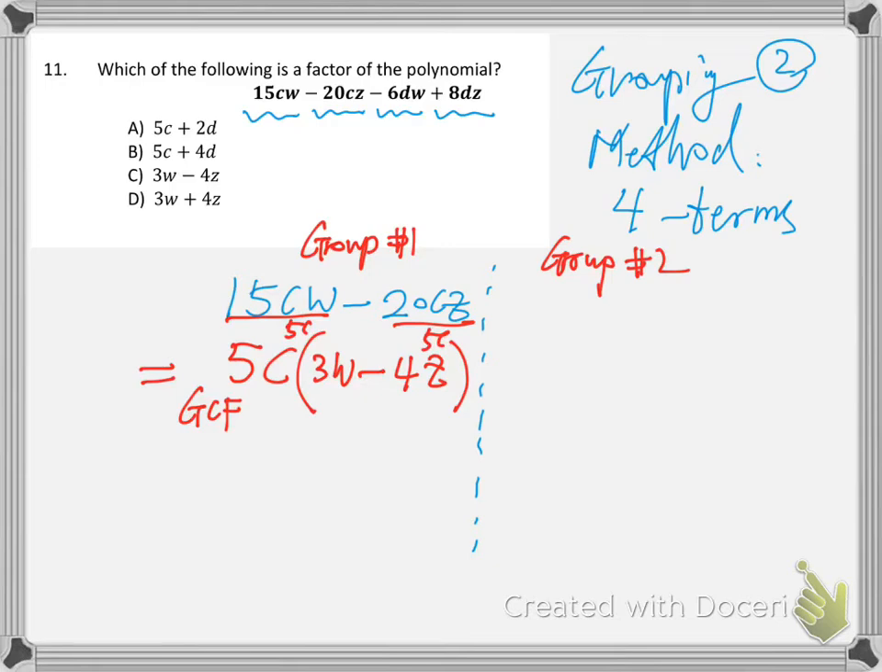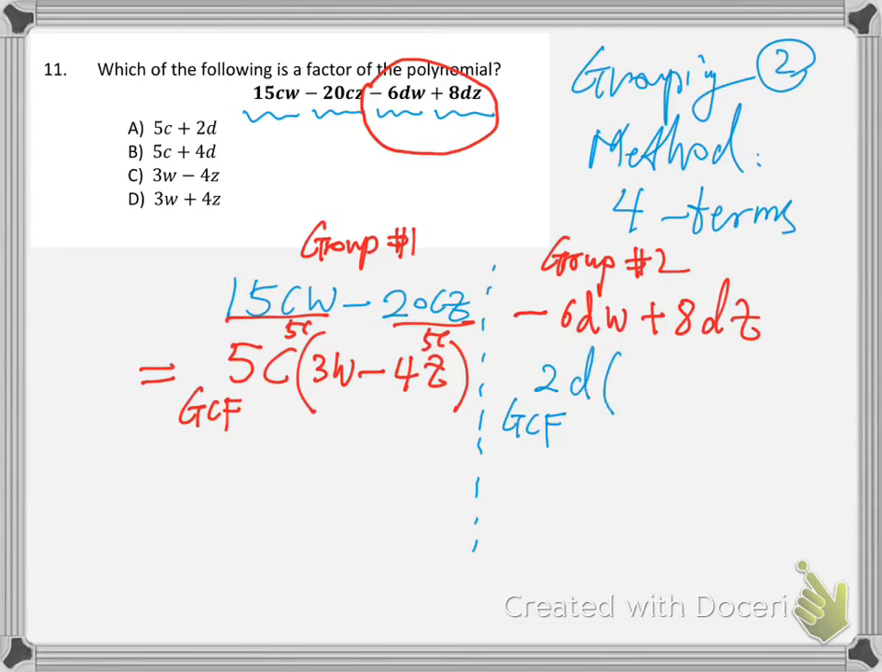Now let's look at the second group. The second group has these two terms, including the negative sign before 6. The sign is very important. This negative sign is in the second group: negative 6dw plus 8dz. Now we use method 1 again. What's the GCF for the second group? For 6 and 8, we got the number 2. They both have D, so D is in the GCF, the common letter.